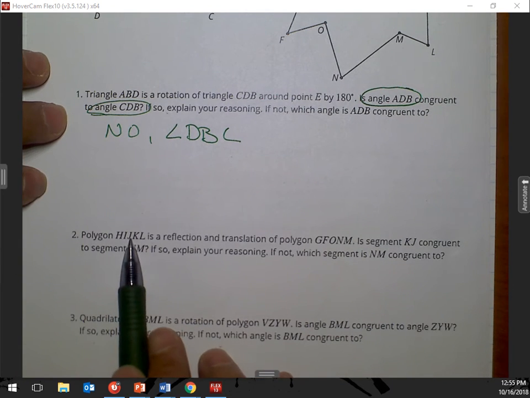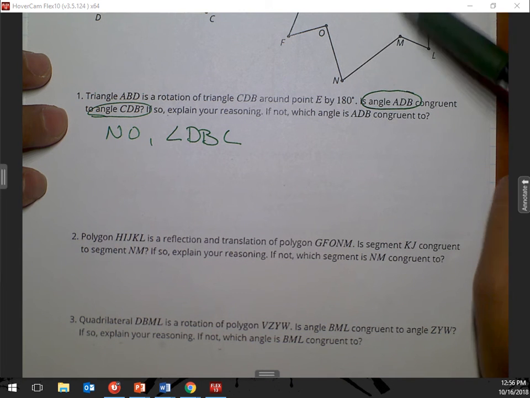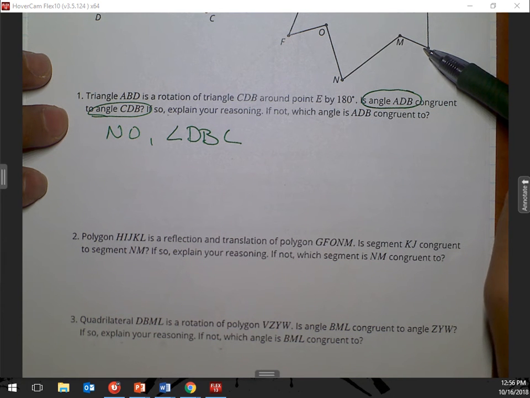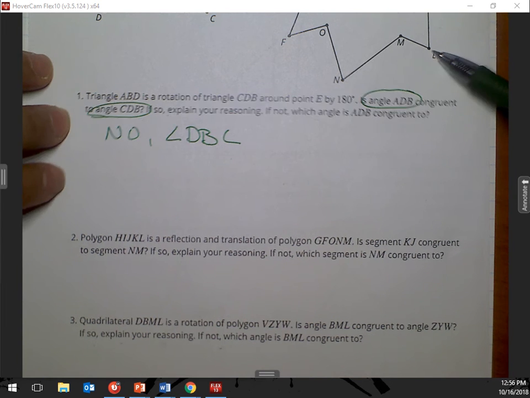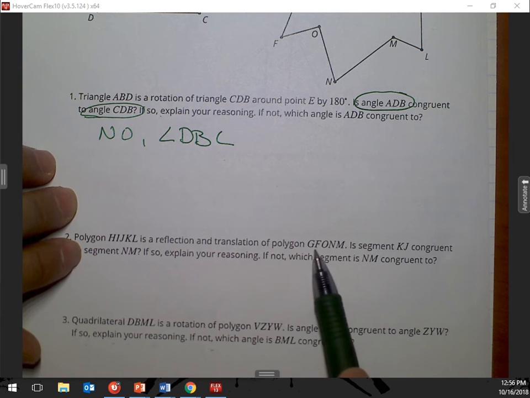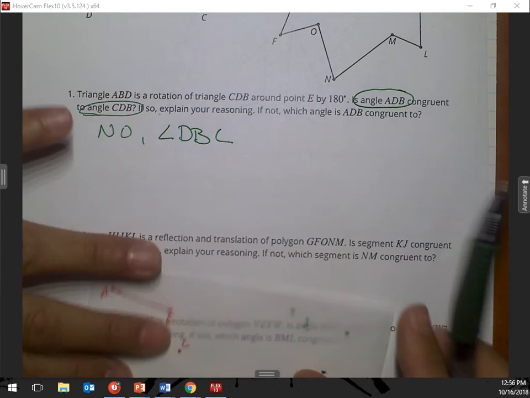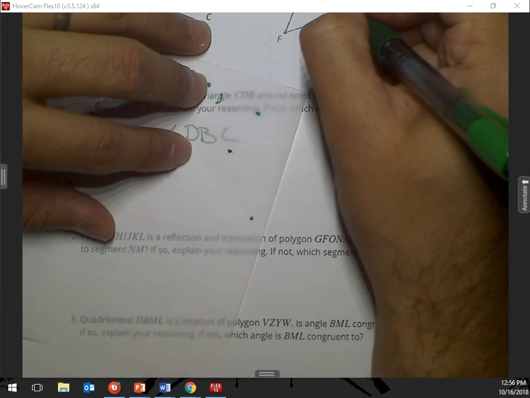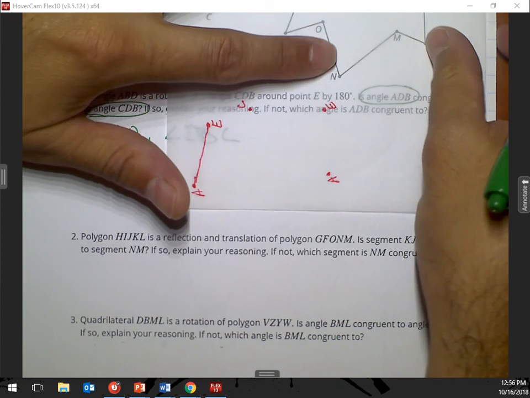Polygon HIJKL. So that's going to be all this right here. HIJKL is a reflection and translation of the polygon GFONM. Okay, so I'm using the patty paper again. I got this. So I'm tracing HIJKL. Let's see.